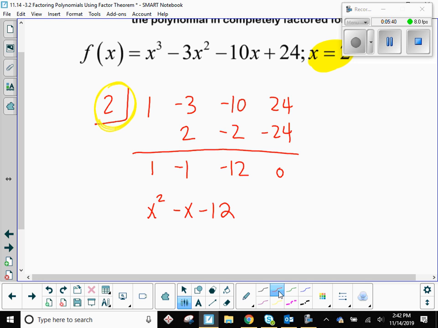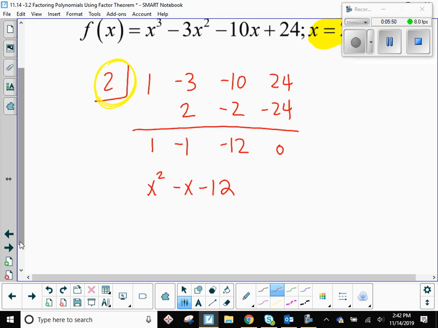So x squared minus x minus 12. Remember, we're not done because we're trying to get this whole thing in factored form. So we have to factor this. What method can we use to factor that? Yeah, with the cross, right?